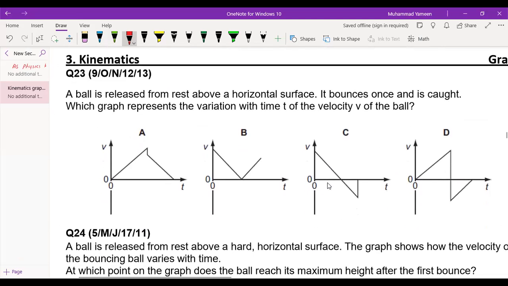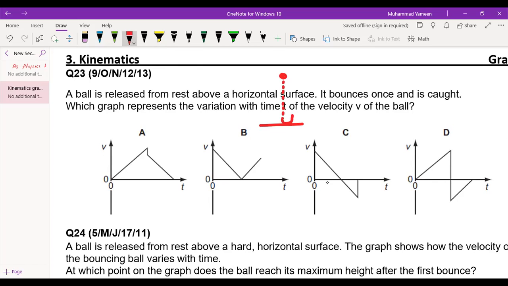Let's do question 23. A ball is released from rest above a horizontal surface. It bounces once and it is caught. Which graph represents the variation with time t of the velocity v of the ball? So it is released from rest, so initially its velocity will increase.